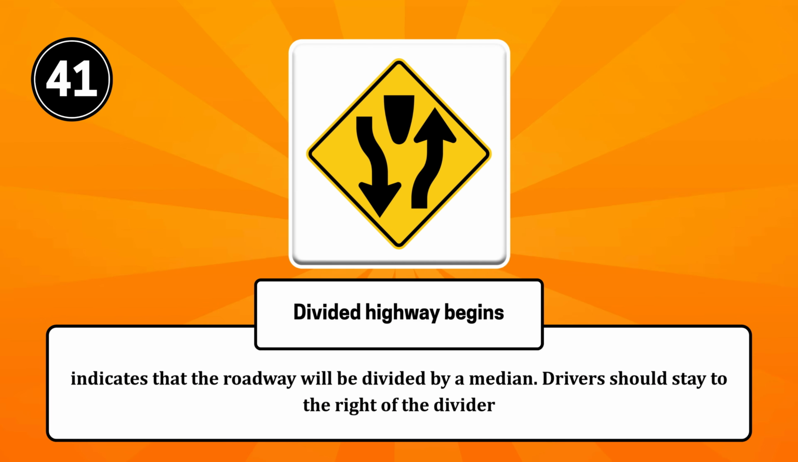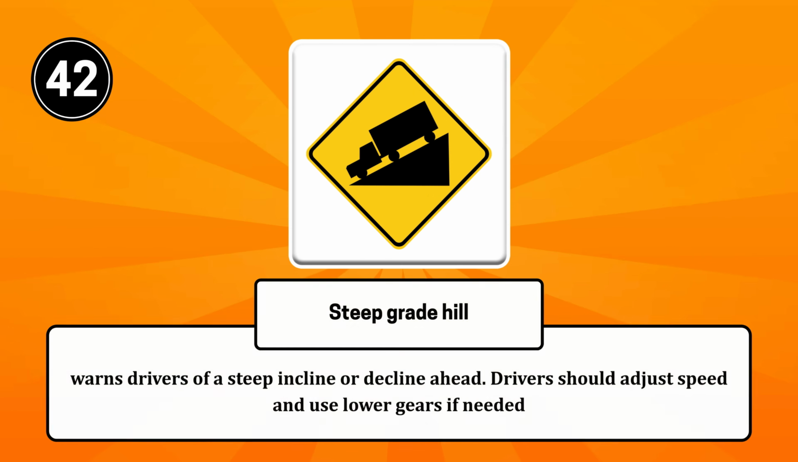The divided highway begins sign indicates that the roadway will be divided by a median. Drivers should stay to the right of the divider. The steep grade hill sign warns drivers of a steep incline or decline ahead. Drivers should adjust speed and use lower gears if needed.